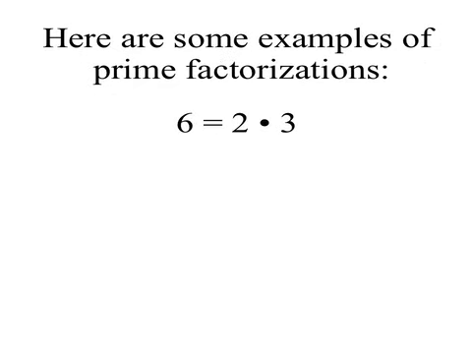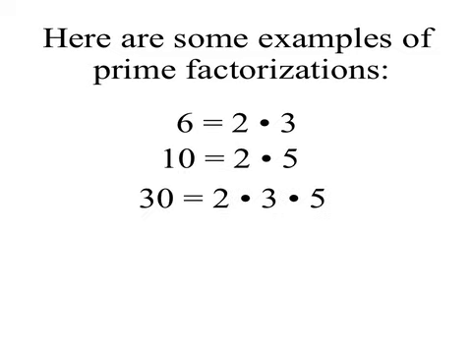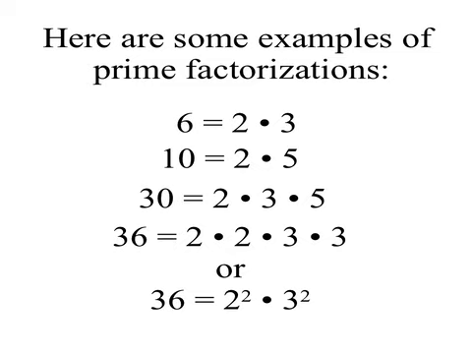So here are some examples. 6 is equal to 2 times 3. 10 is equal to 2 times 5. 30 is equal to 2 times 3 times 5. And 36 is equal to 2 times 2 times 3 times 3. And we also write prime factorizations with exponents, so 36 could also be written 2 squared times 3 squared.